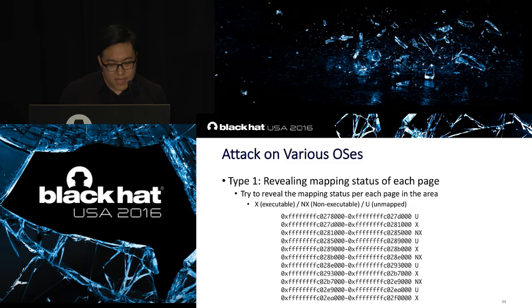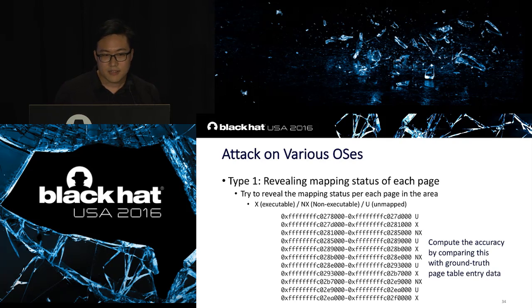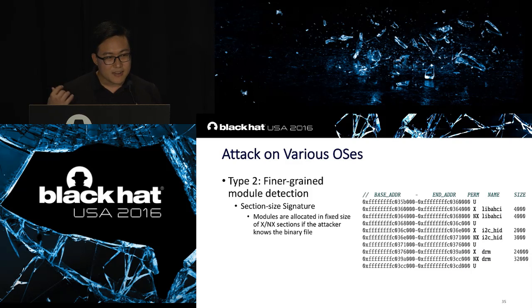Then we will get a map like this. For each address range, we can determine whether it is unmapped, executable, or non-executable, which is what the page table has. And then we get the ground truth information extracted from the kernel page table and compare it to calculate the accuracy of the attack. After having this page table information, we do a type 2 attack: detecting the modules' exact locations.